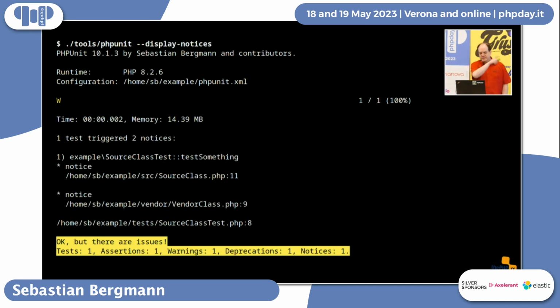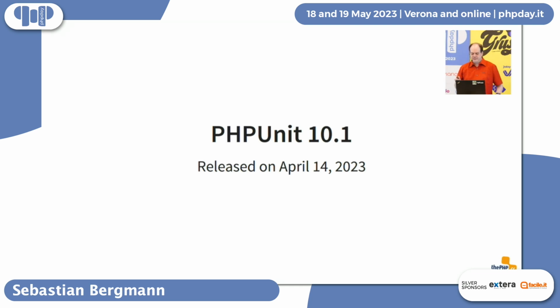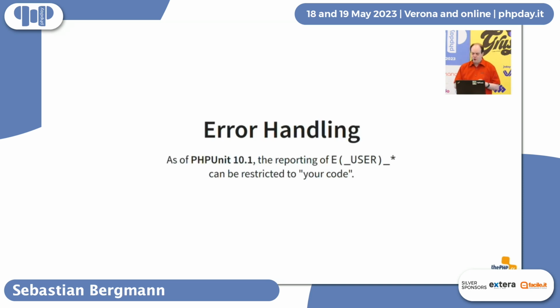Okay, so same for notices and warnings. So we addressed that in PHPUnit 10.1, which was released last month. Almost on schedule this time. I forgot that on the first Friday of April this year I would be on vacation, so I had to push the release by one week.